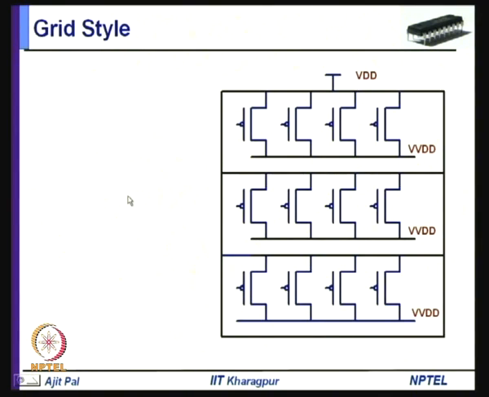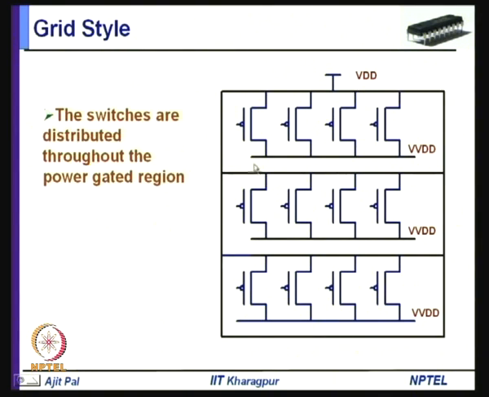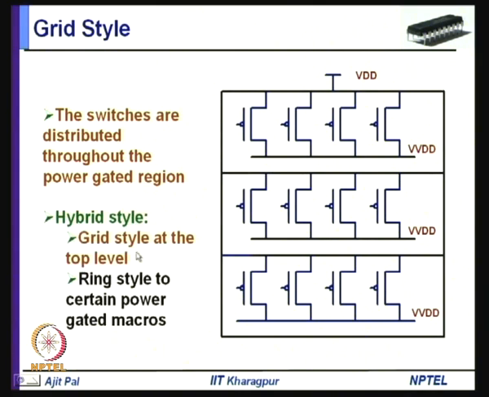Then another style is grid style. In this case the switches are distributed throughout the power gated region. So, here you can see this is the supply voltage, and this is one virtual VDD. This will go to one part of the circuit, this will go to another part of the circuit, and this will go to another part of the circuit. So, this is how the power rail is distributed throughout the power gated region.